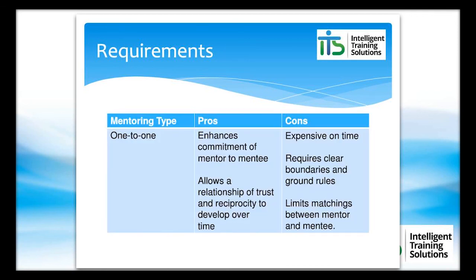So mentoring type, one-on-one. The pros of that, it enhances commitment of the mentor and the mentee, and it allows a relationship of trust and reciprocity to develop over time. The cons, the negatives to it, it can be expensive on time. It requires clear boundaries and ground rules, and especially if you think about it, if it is one-on-one, you've got to be careful that the mentor doesn't feel like they're in the higher being. So establishing those boundaries and ground rules is really important. And it limits the matchings between mentor and mentee.